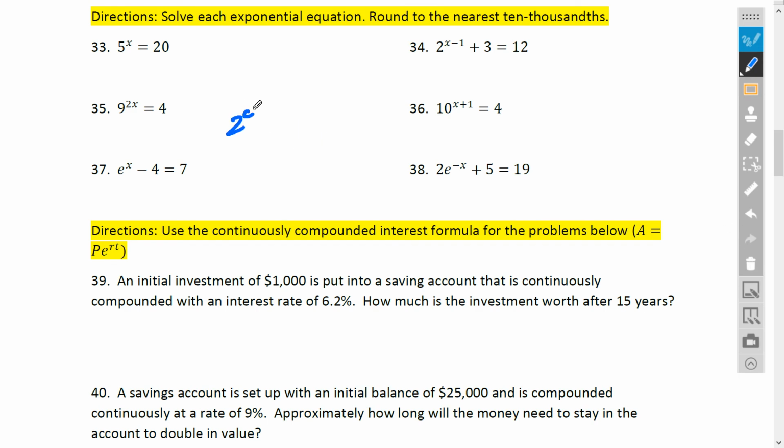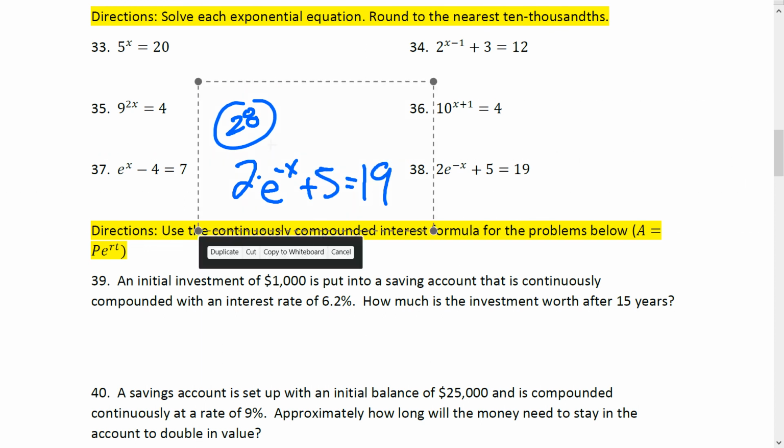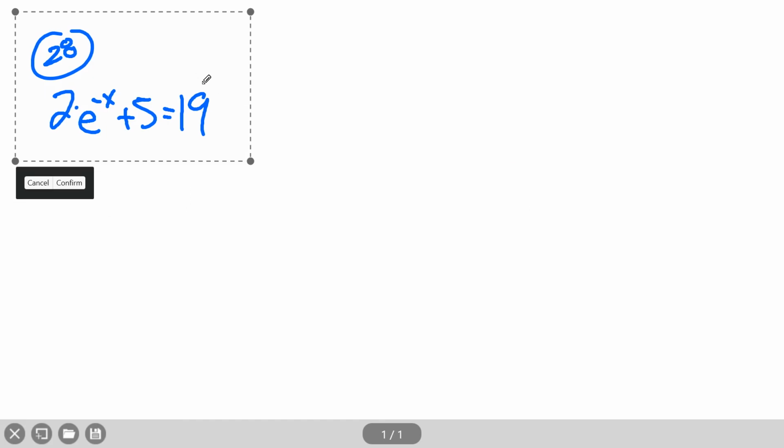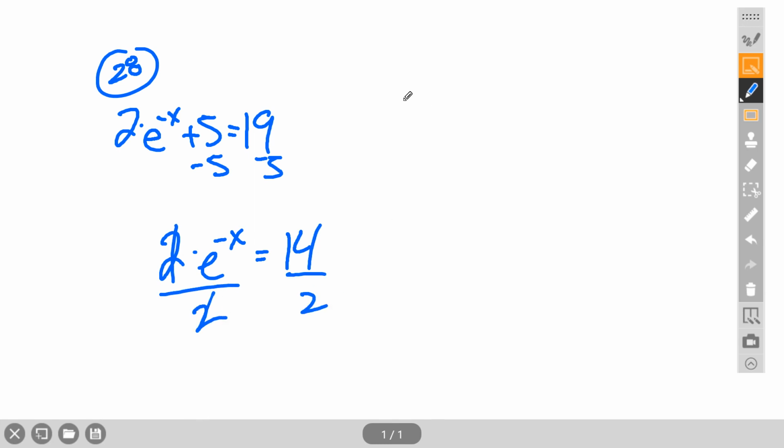And then number 38, we got 2 times e to the negative x plus 5 equals 19. So first we need to get that exponential part by itself. So that's going to be subtracting 5 first. So 2 times e to the negative x equals 14. But then we also got to divide that 2 out to get rid of that. So we get e to the negative x equals 7.